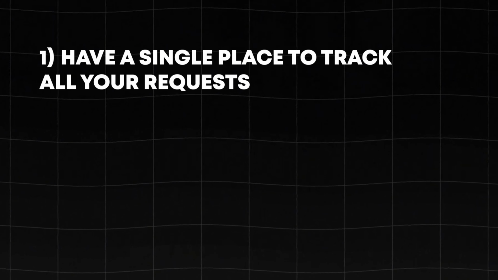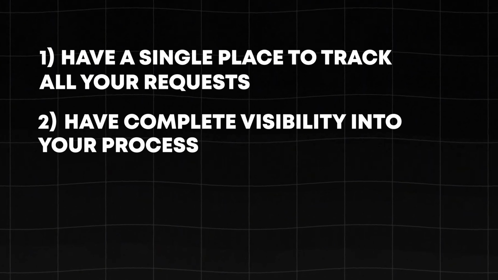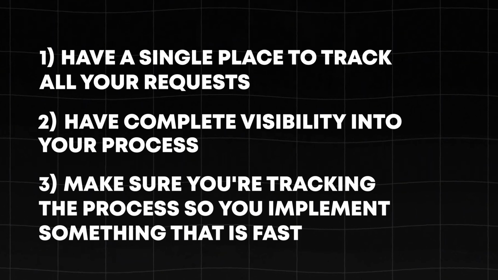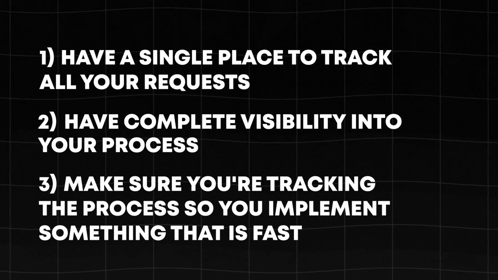So just to recap, if you are dealing with uncontrolled spending, people using whatever they want to use, the 3 things that you want to implement in a simple procurement process is number 1, have a single place to track all your requests. Number 2, have complete visibility into your process. And number 3 is make sure you're tracking the process so you implement something that is fast.